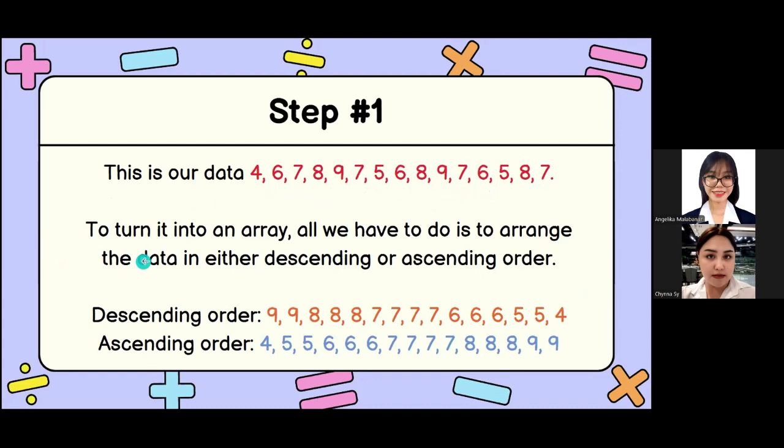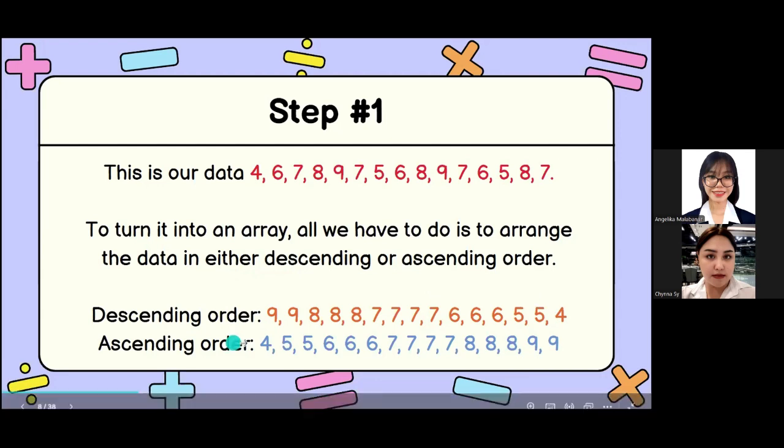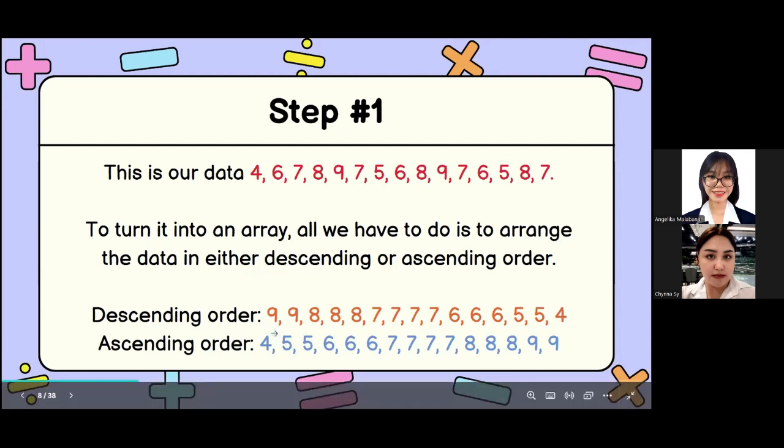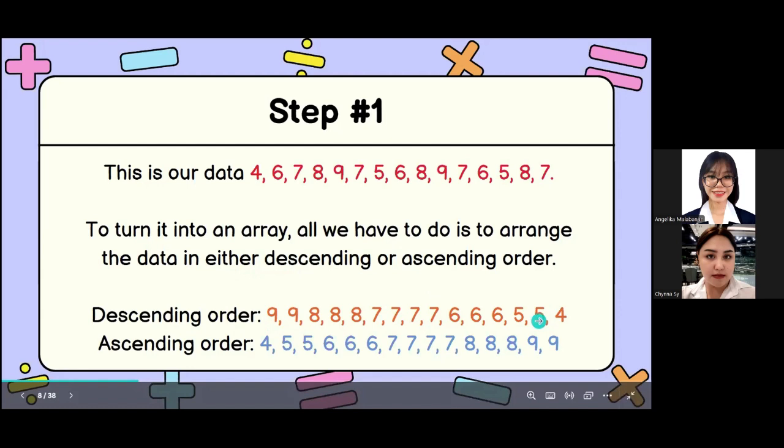So to turn it into an array, all we have to do is arrange the data into either descending or ascending order. So pag sinabi natin descending order, we start from the highest value going to the lowest value. And in this case, ang highest value is 9. So from our first data from the problem, we get 9, 9, 8, 8, 8, 7, 7, 7, 7, 6, 6, 6, 5, 5, and then 4.